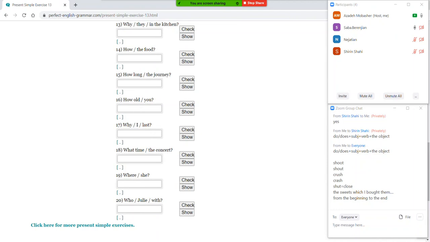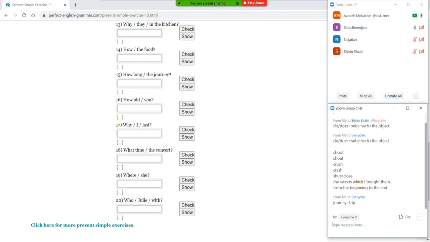Okay. Saba, what does this question mean in Persian? How is the food? How do you say that in Persian? غذا چطور؟ Very good. Yes. Now 15. How long is the journey? Yes, means a trip. Journey or trip? Okay. How long is the journey? Yes. Number 16. How old are you?